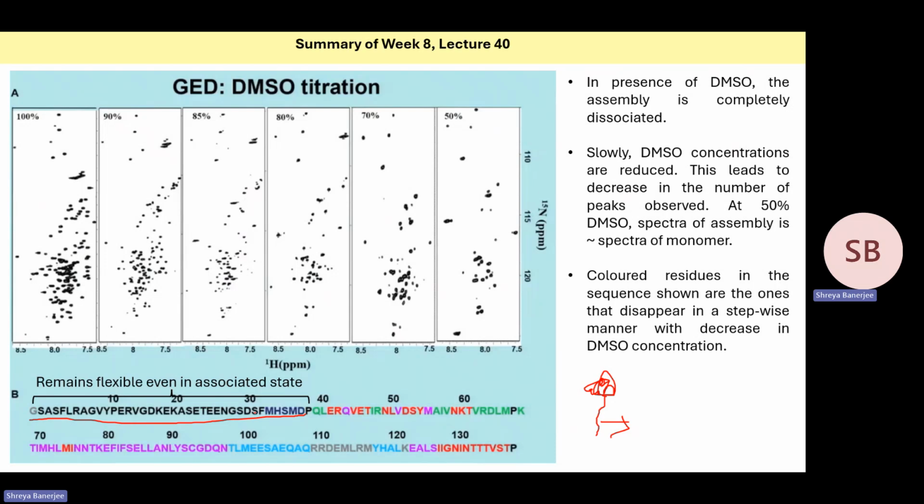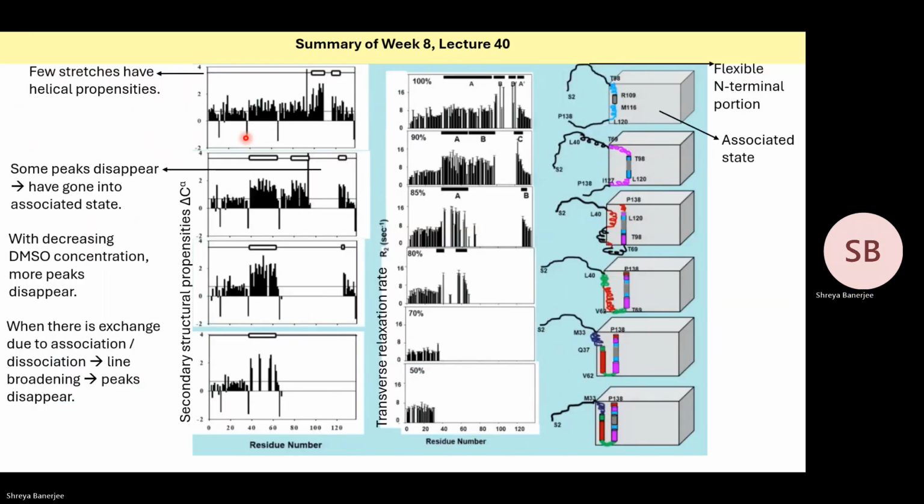Because this is visible even when the aggregate is formed. The other residues are the ones which, as you decrease the DMSO concentration, the aggregate is forming and the peaks of the other residues which are inside the aggregate are disappearing. So this kind of experiment is called a DMSO titration experiment. In this experiment, basically 100% to 50% DMSO, you're looking at that experiment now.